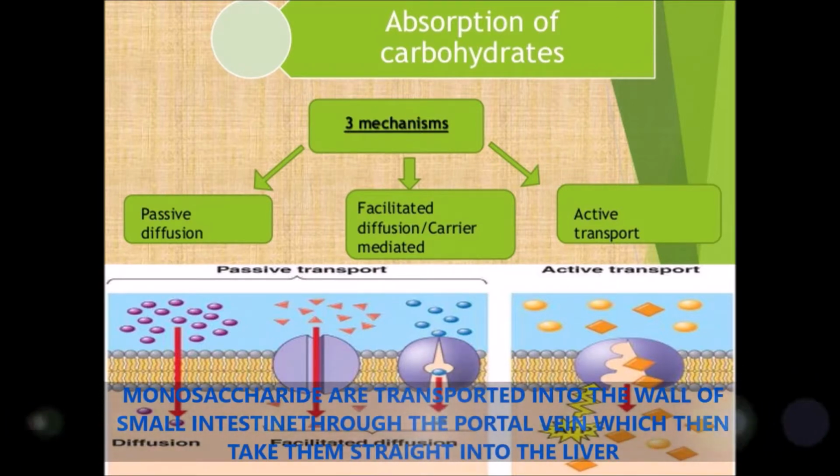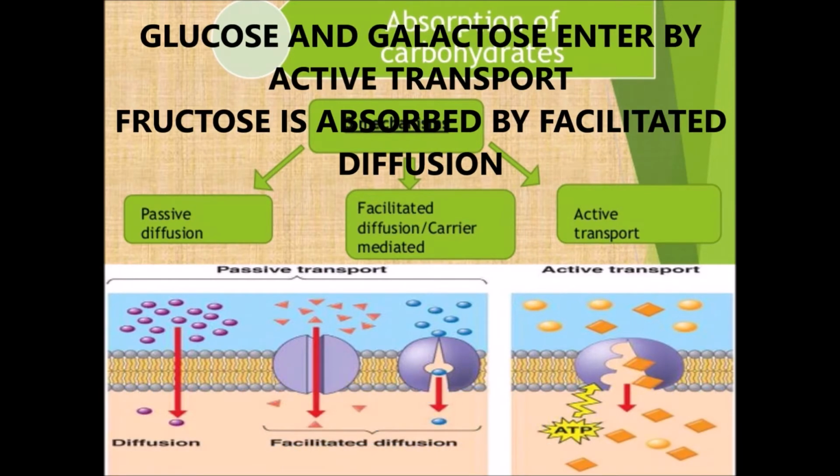Absorption of the carbohydrate. The monosaccharide units, glucose, galactose, and fructose, are transported through the wall of the small intestine into the portal vein, which then takes them straight to the liver. Glucose and galactose enter the cells lining the small intestine by active transport. Fructose is absorbed by facilitated diffusion, which slows its entry and produces a smaller rise in blood glucose.